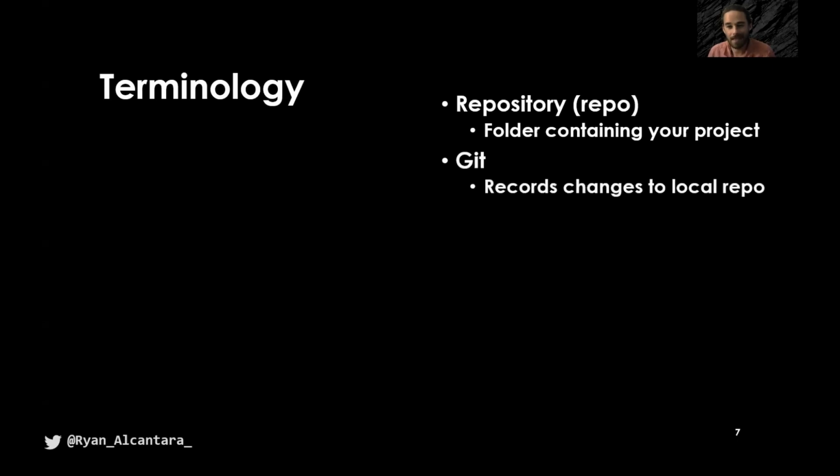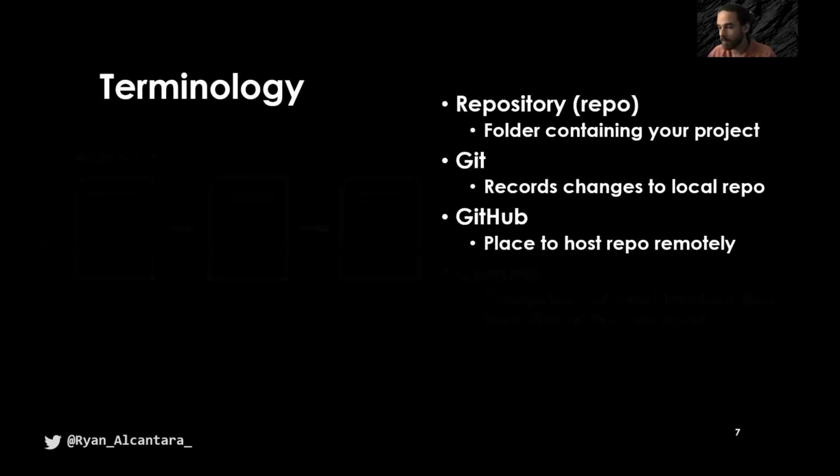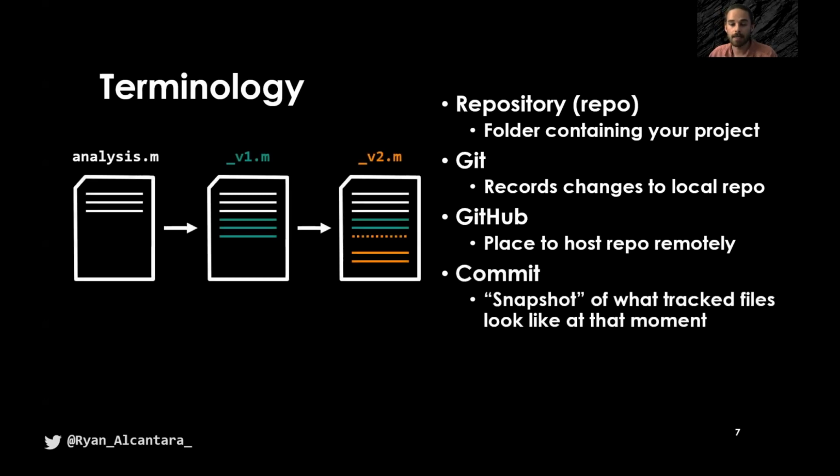Next is what Git is, and I've called it a version control software, but what it does is that it records changes to your local repository, to the files that are on your computer. And we can use this, like I said, with GitHub, which is a place to store and host repositories remotely. And you can do that either just to back up your stuff, just in case, or to collaborate with people online.